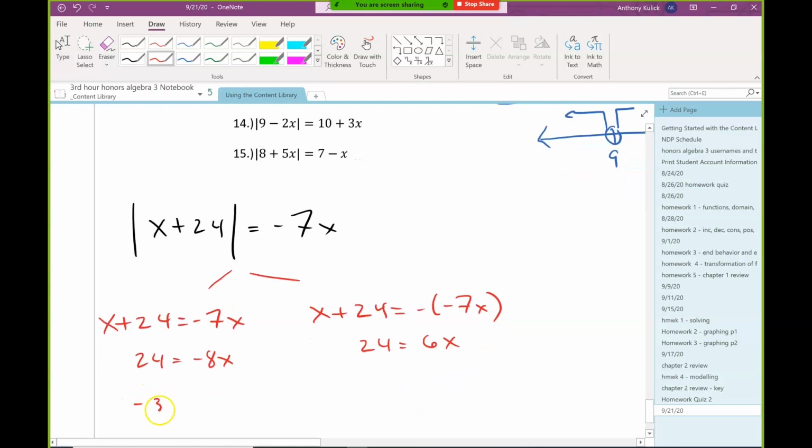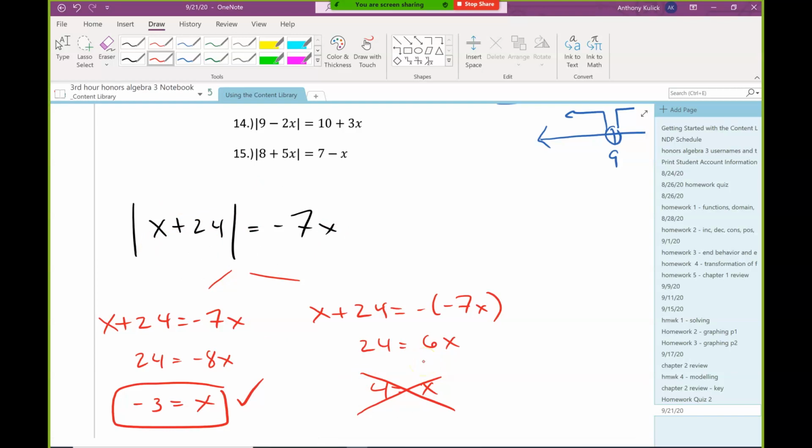So here we get x equals -3. And here we get x equals +4. And then we need to check these. If I plug the -3 in, I get 21 equals 21. So that's good. If it's -28, that one's bad. So I should have just one solution there. Are you okay with that, Jane?